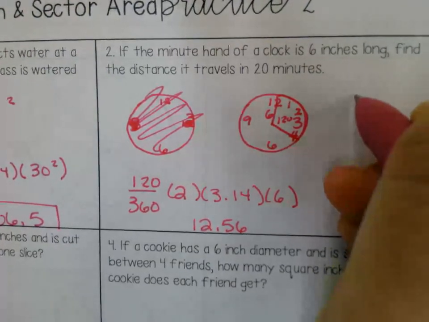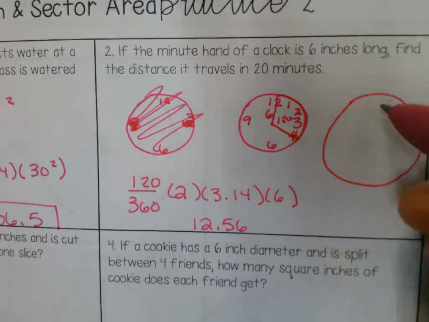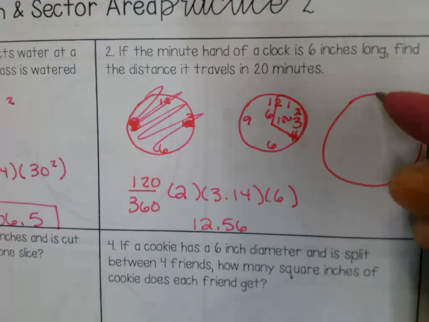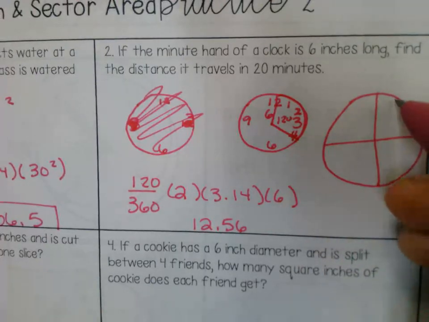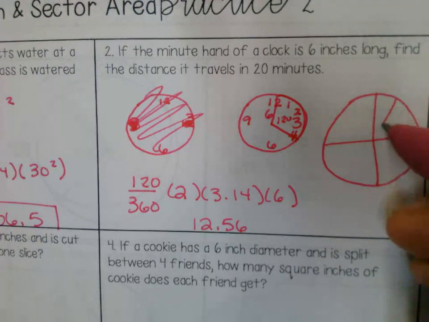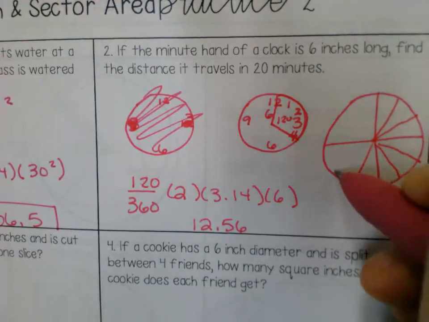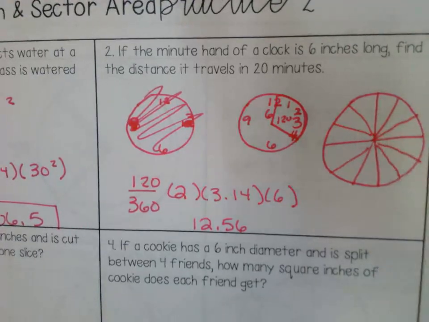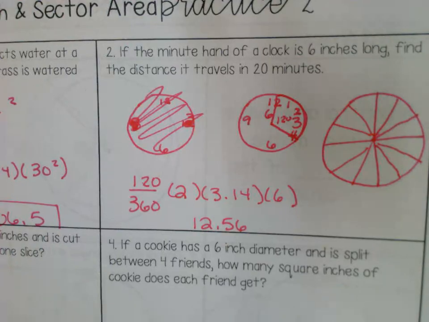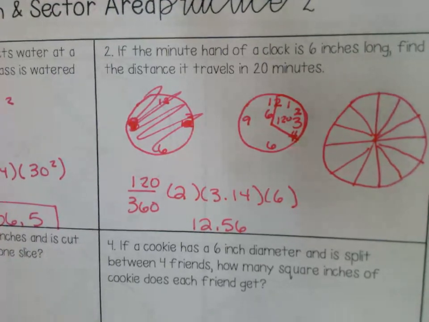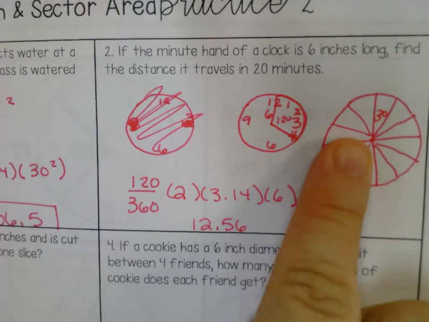How did you get to 120 again? Okay, let me draw my clock out one more time. If I take a clock, this is probably the easiest way to show it to you. If I divide it with the numbers that it has on the clock, it divides it up into 12 pieces. Do you see that? 360 degrees is all the way around the clock. So 360 divided by 12 is 30. So each of these little sections is 30 degrees.